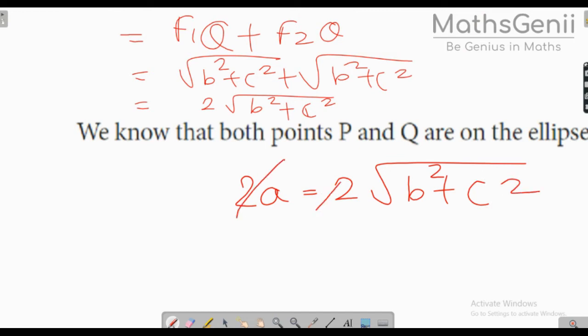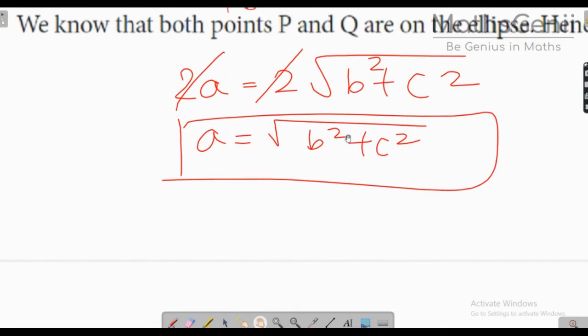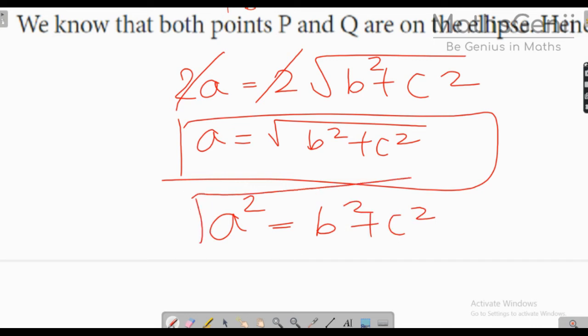So 2 and 2 get cancelled. So your equation becomes a is equal to root of b square plus c square. Okay. So this is the relationship between a, b, c. Or if you shift this square root to this side, this could also be one of the relationships.